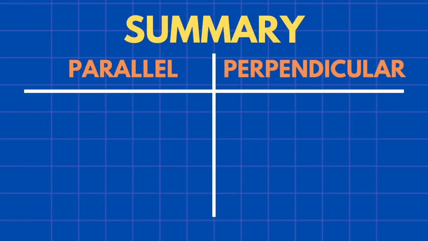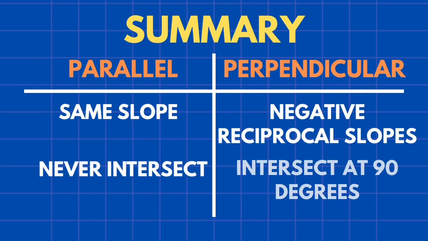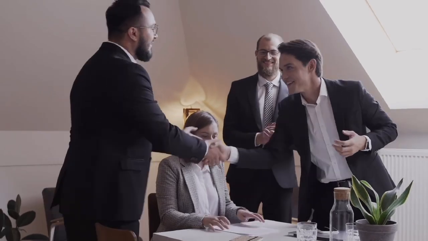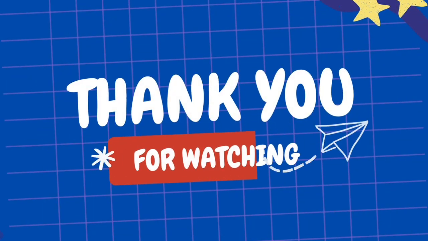Let's summarize what we learned in this lesson. Equations of parallel lines have the same slope and the lines never intersect, while the slope of a perpendicular line is a negative reciprocal and the lines intersect at a 90-degree angle. Congratulations, we successfully learned how to find the equations of parallel and perpendicular lines.